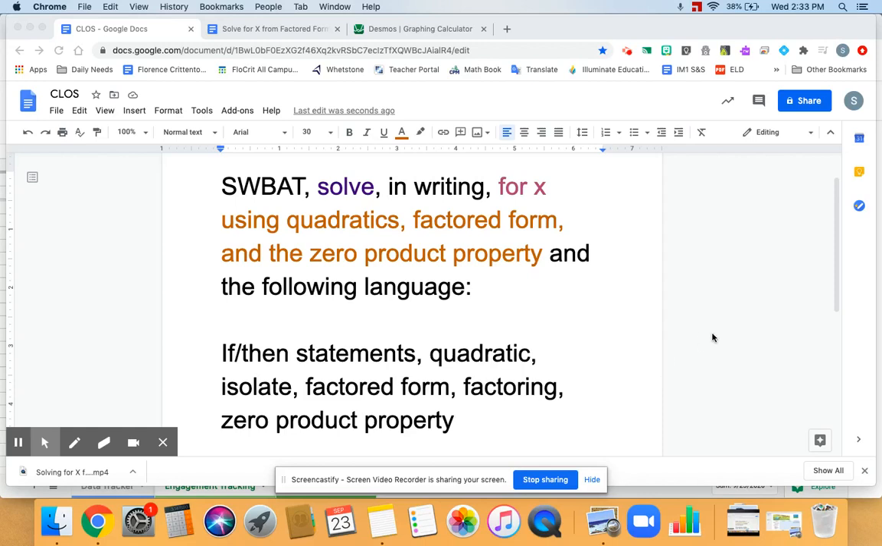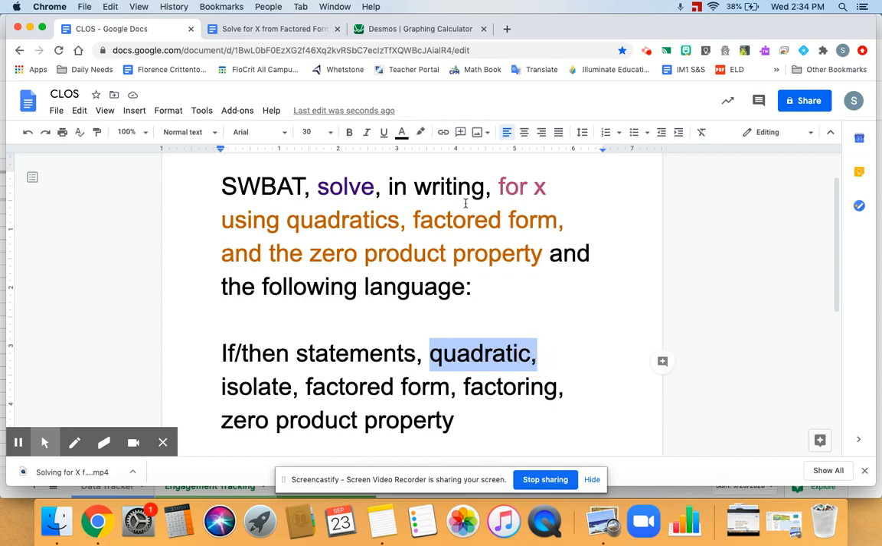So, the CLO for this lesson is students will be able to solve in writing for x using quadratics factored form and the zero product property, as well as the following language: if-then statements, quadratic, isolate, factored form, factoring, and zero product property.